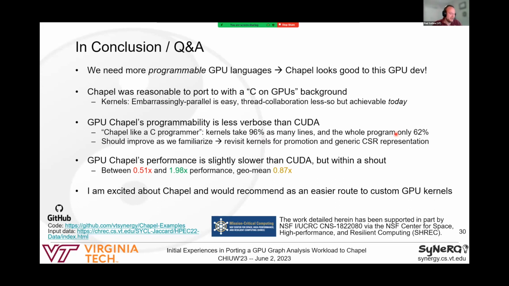And then the real reason we're here is to make sure the performance keeps up, and it's within a shout. Between half and 2 times the performance of CUDA with a geometric mean of about 87% is a really, really good start for irregular algorithms that are not easy to get running efficiently. So if a data scientist asked me today for a GPU language that wasn't C++ or C based, there's a good chance I'd point them this way, because it really was not bad to write at all.